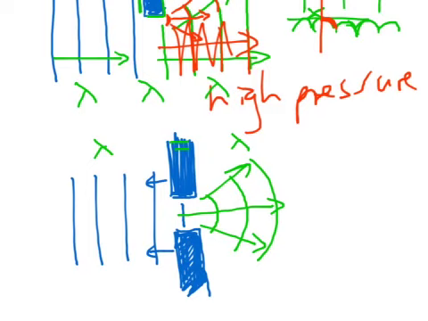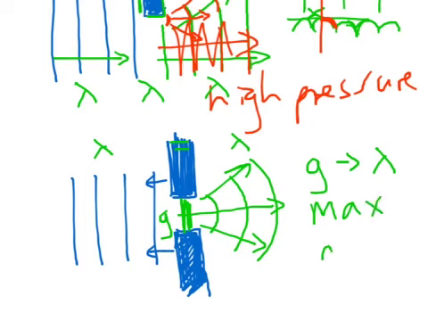Another important detail is the size of this gap here. I'll call that G for gap. The closer G gets to the wavelength, the maximum diffraction you'll get. So if the gap is very small, you'll get less diffraction, and if the gap is very large, you'll get less diffraction. That's what the textbooks say.